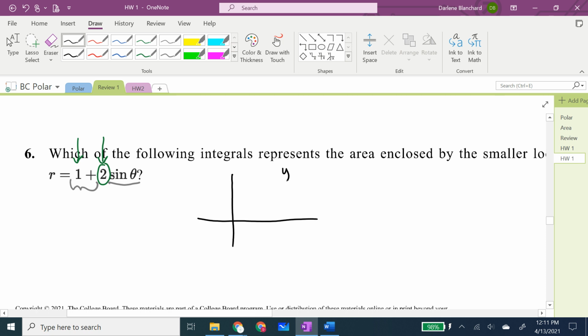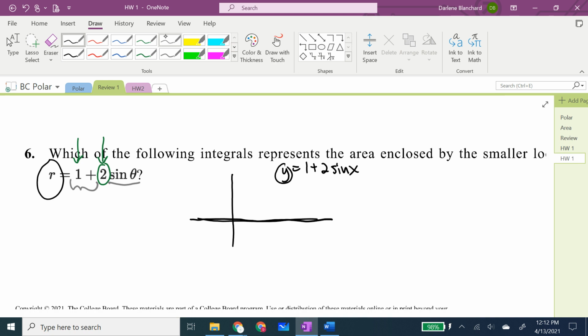And when I sketch 1 plus 2 sine x, when y is equal to 0, that is when r is equal to 0. And those are the most important r values that I need to know.